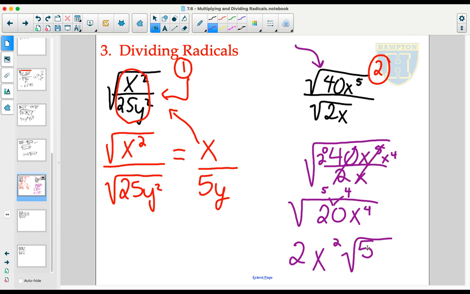Two different routes for two very similar looking questions. And again, 99% of the time, the goal is going to be whatever form it's in, move it to the other one, and then ideally simplify.